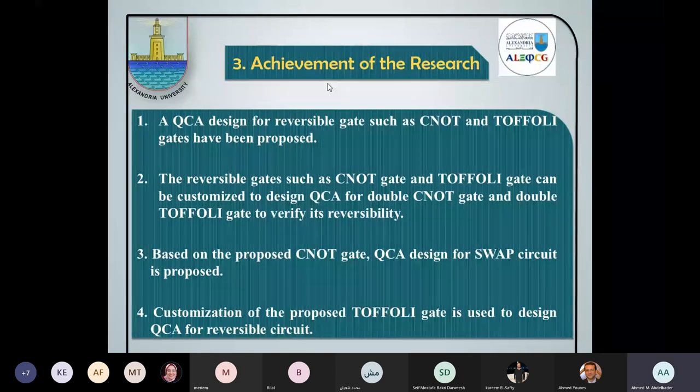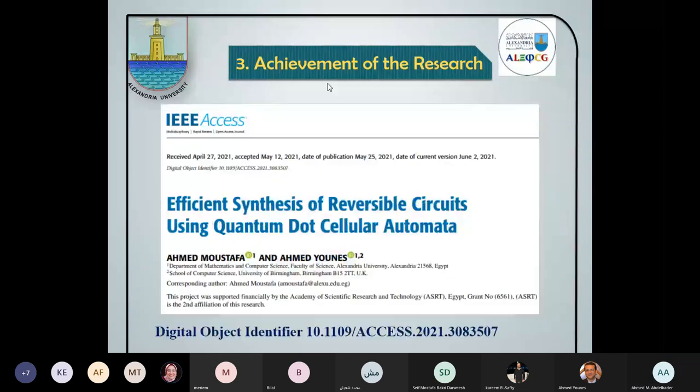Also, a QCA design for a swap circuit is proposed based on the proposed QCA CNOT gate. And finally, we design a QCA for a reversible circuit based on the proposed QCA Toffoli gate. This work has been published in one of the cited journals.